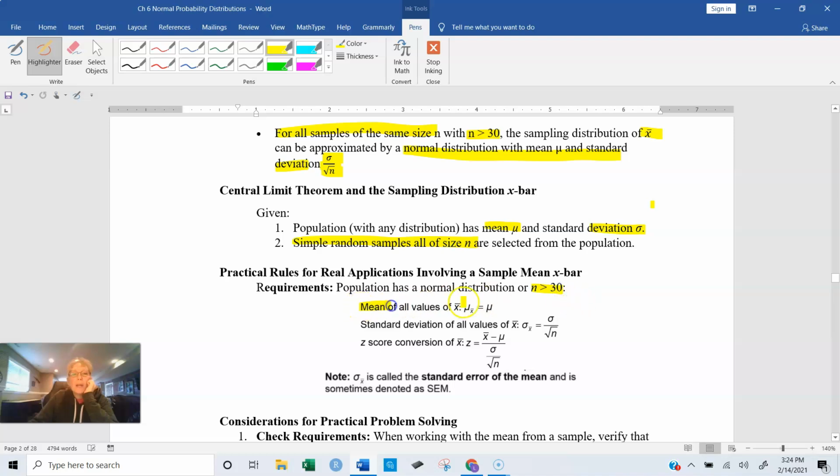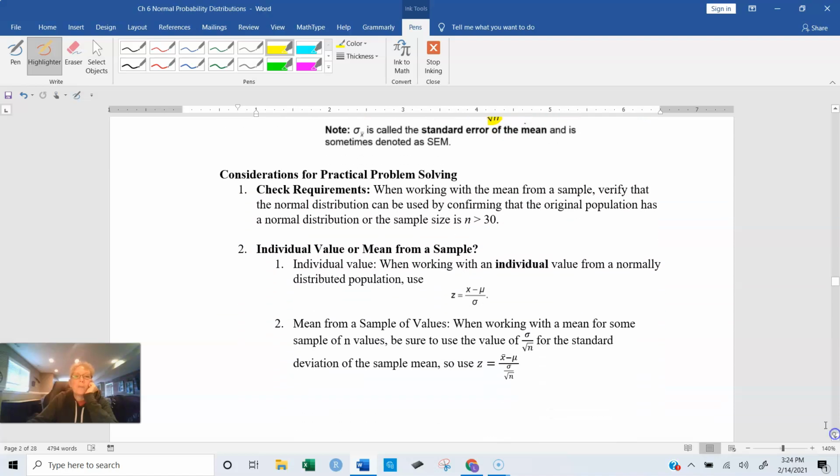All right, the mean is represented by x bar. So the mean of our sample means is mu. The standard deviation of x bar, sigma subscript x bar, is the standard deviation divided by the square root of how many we have. And then z is very close again. Now it's x bar minus the mean, divided by the standard deviation divided by the square root of n, which was how we found the standard deviation for our population.